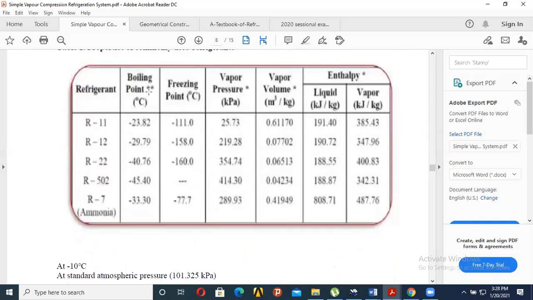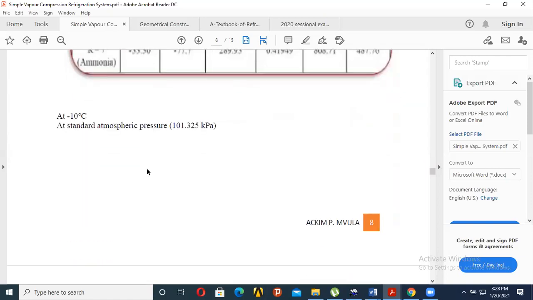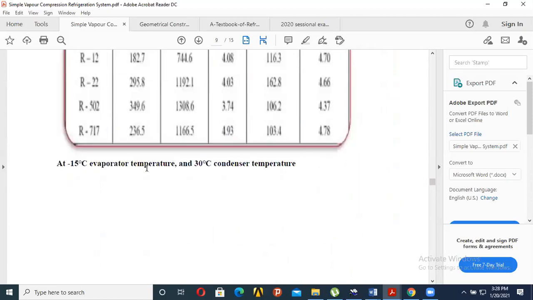So look at the boiling point, the point at which vapor starts forming. You can see this is R23, R11, it has a boiling point of minus 23, meaning it can absorb heat even at 0 degrees. If you put anything in a fridge at 0 degrees, it will lose heat to this refrigerant because its boiling point is at minus. The other one is minus 29. You can see this is R22, it's minus 40. So these have lower boiling points, meaning they can absorb a lot of heat.